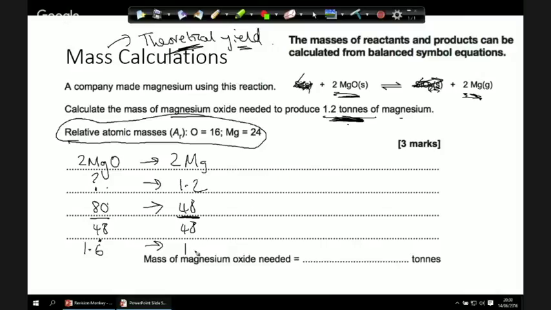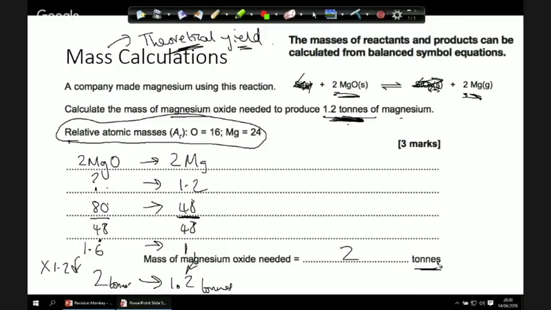Now the final step is to multiply this, I'll do it below, by 1.2, because we want to know not how much makes 1, but how much makes 1.2. So if you multiply both sides by 1.2, you can then work out how much is needed to make 1.2. So the answer would be 2. So 2 tons of magnesium oxide is needed to make 1.2 tons of magnesium. And they've given our answer there.